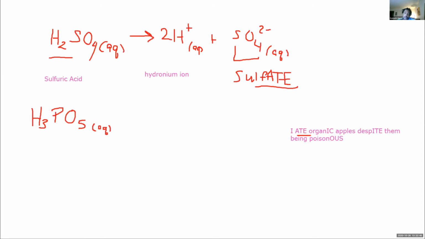Jennifer. Yes. What is this acid going to be called? Let's see. That will be called. Give me one minute. Let's see. PO5. Sorry, I'm looking at the polyatomic ion table. I haven't printed it out yet. All right, I have it here now. So PO5.